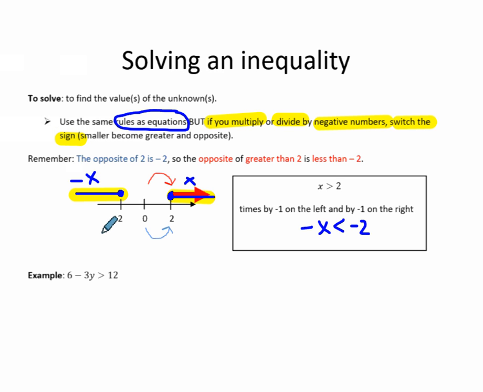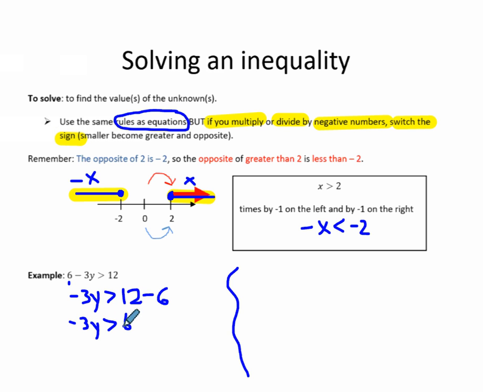Now, if you look at the example, what do we do with that? There are two ways to do this. I'm going to do one on the left, one on the right. First, you can decide to get rid of your 6 here. If it's positive 6, we go to the other side and make it negative 6, right? So we're going to have 12 minus 6. So we have minus 3y is greater than 6.